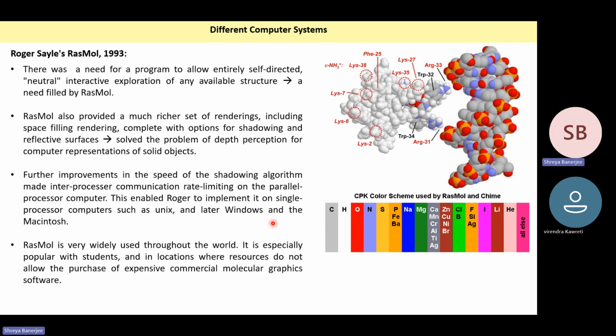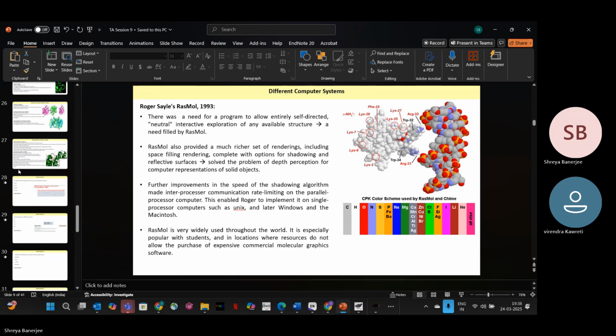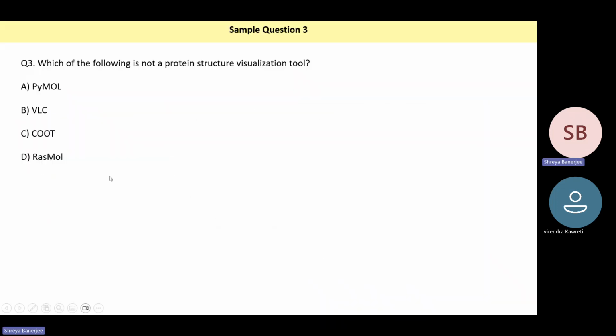So Rasmol is also a three-dimensional visualization software. So you can see only VLC. VLC is basically the VLC media player, which does not have anything to do with protein structure visualization. So the answer of which of the following is not a protein structure visualization tool is option B.